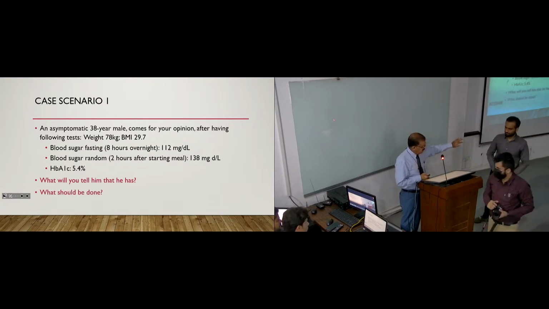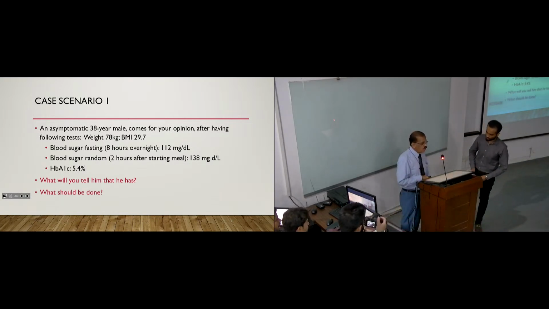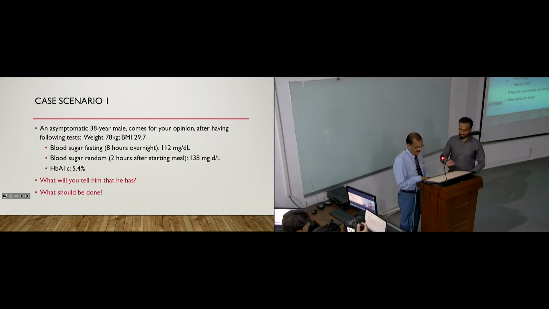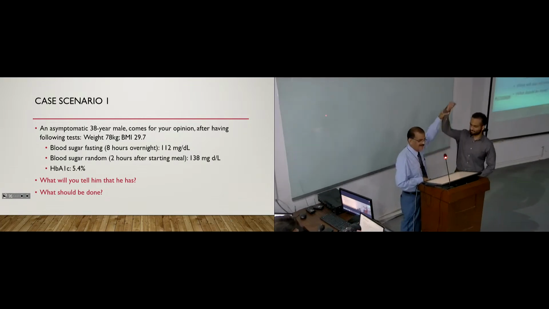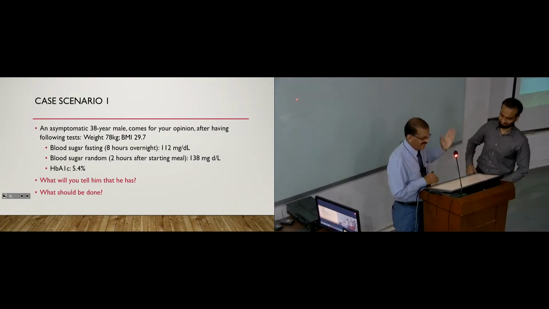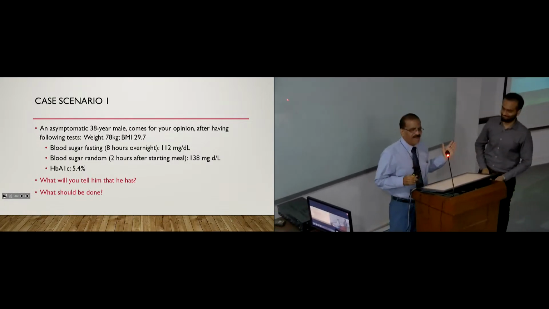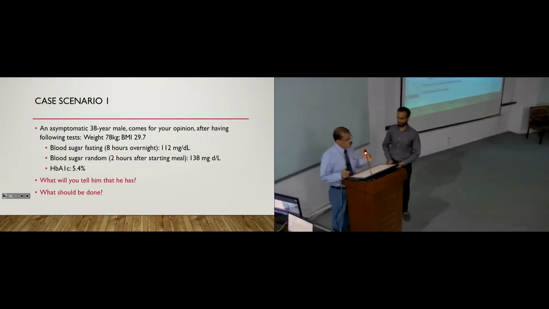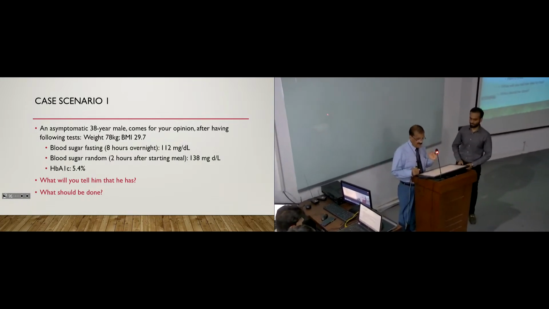What should be done? Would you give him some advice? Would you put him on medication or what? Sir, as we can see, the BMI of the patient is very high. He has identified this patient has got impaired fasting glucose and the guy has got high BMI, 29.7.